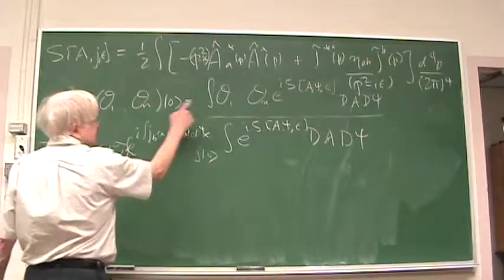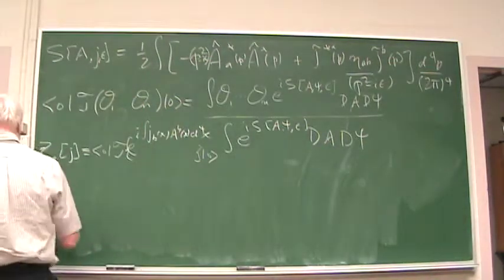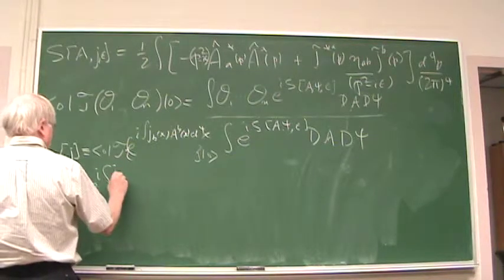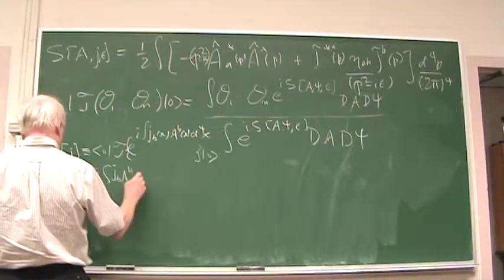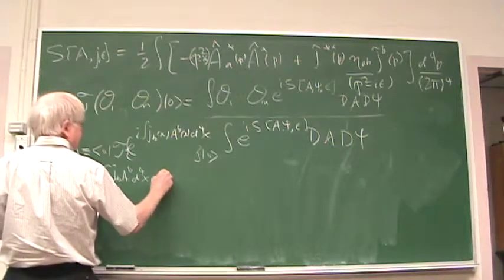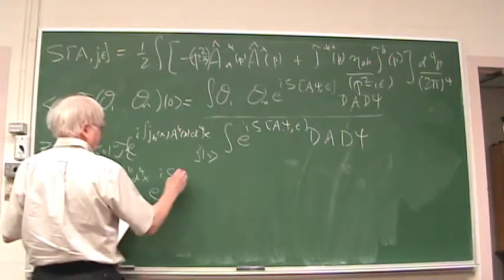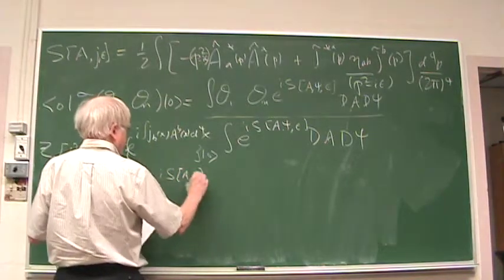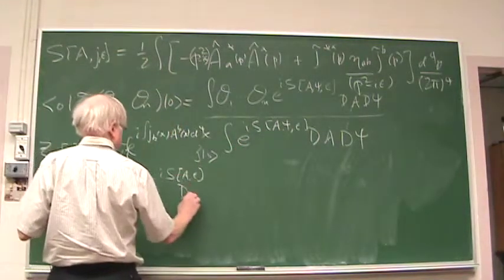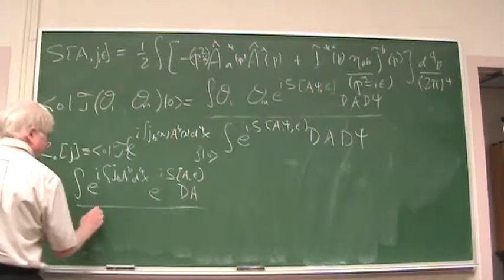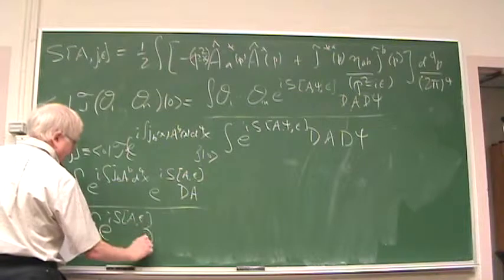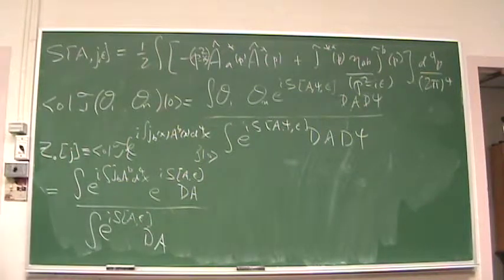And now using this formula, we see that this thing is an integral, e to the I integral J B A B d fourth x, e to the I S, and here we just have S of A and epsilon, because we don't have any psi fields, dA, and we divide by the integral of e to the I S of A and epsilon dA. All right, so we're going to compute this.